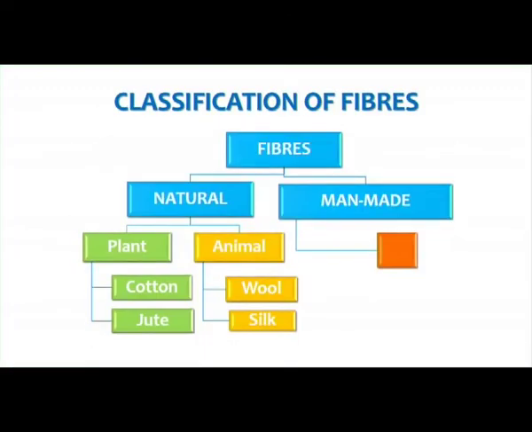Let's have a look now at the classification of fibers. Fibers can be divided into natural and man-made. Natural fibers can again be subdivided into plant and animal fibers. Cotton and jute are examples of plant fibers, whereas wool and silk are examples of animal fibers. Man-made fibers will be elaborated more in the next video. So let's recap this lesson together.